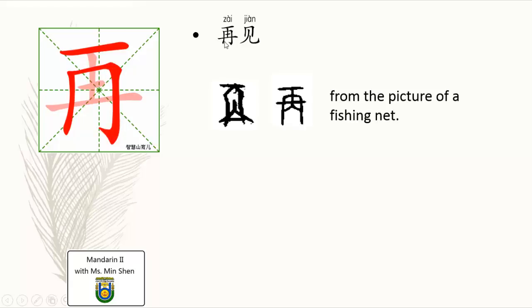So this is again. But why is a fishing net, a fishing basket, again? Because you have to put it in, take it out, have a look, and put it in again and take it out again. So it presents the meaning of again. So see again, to see again when people say goodbye, 再见.